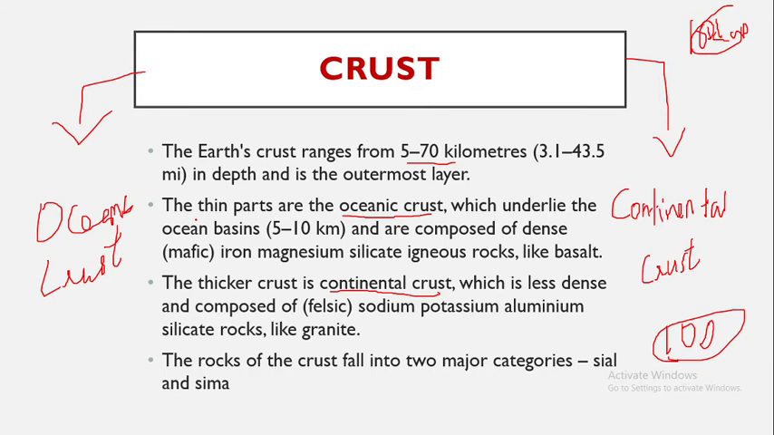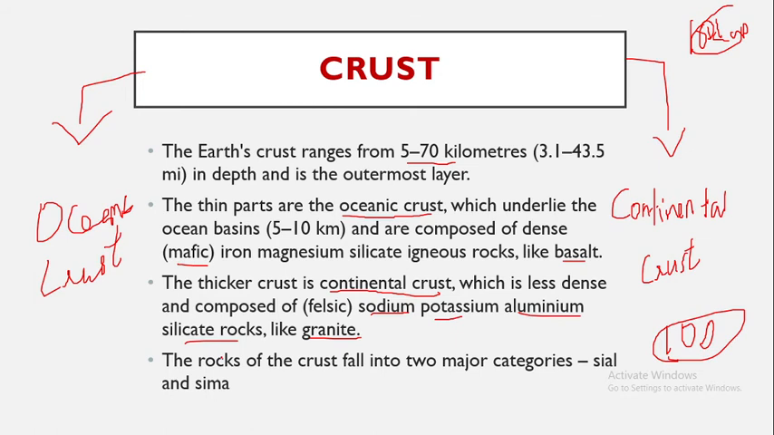Then in the continental region, the crust extends up to 70 kilometers. The maximum thickness of the entire crust is 100 kilometers. The rest of the portion is continental crust, of felsic composition, that is sodium, potassium, aluminium, silicate. An example is granite for continental crust, which is of felsic composition, and basalt is of mafic composition.